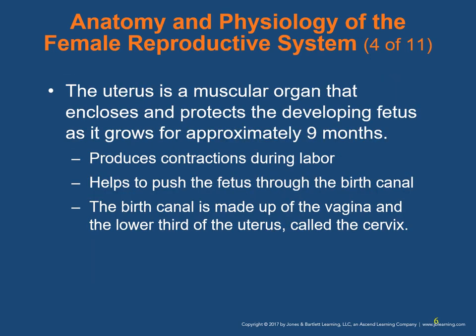The uterus is a muscular organ that encloses and protects the developing fetus for approximately 9 months or 40 weeks. The uterus produces contractions during labor and ultimately helps to push the fetus through the birth canal. The birth canal is made up of the vagina and the lower third of the uterus, called the cervix.